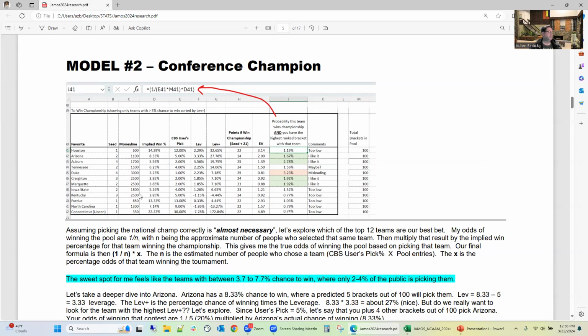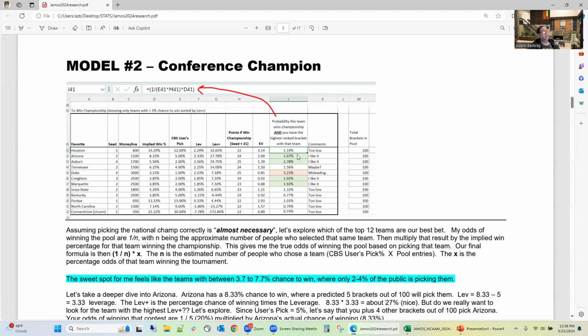All right. So I can do the same thing and calculate the implied win percentage of each team to win. And also the points in Jason's scoring system if that team does win the championship, because it's different for each team depending on their seed plus 21. And here's your formula for calculating.